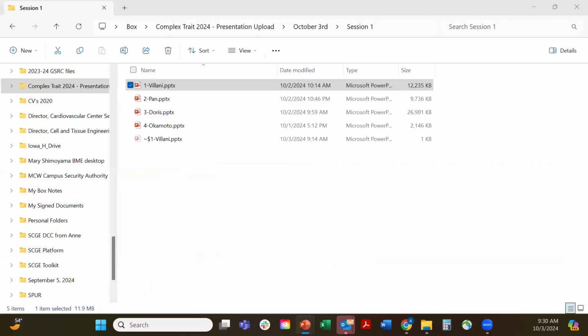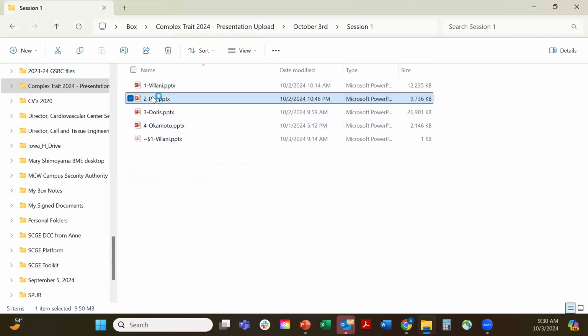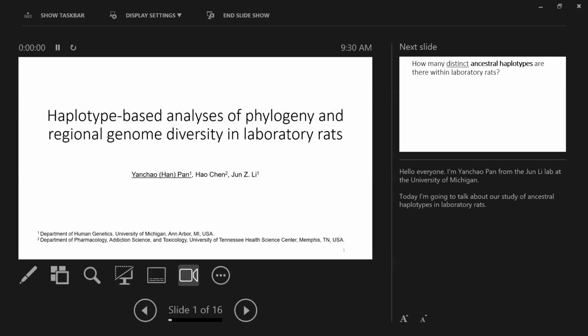The speaker of today is from the University of Michigan, Department of Human Genetics. He's going to talk about how to study phylogeny and genome diversity in a haplotype-based way.